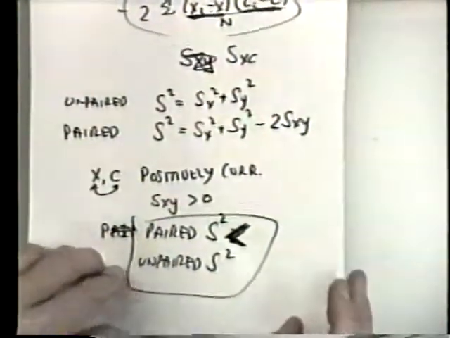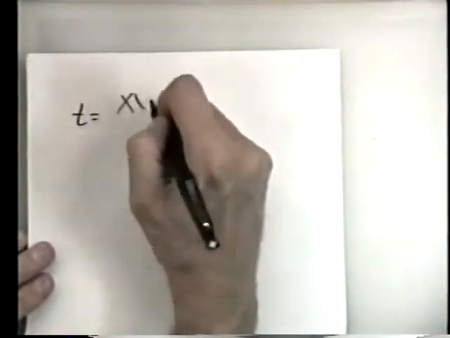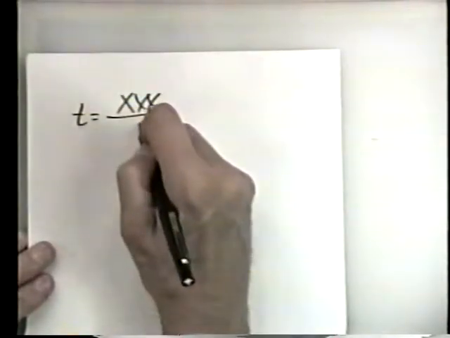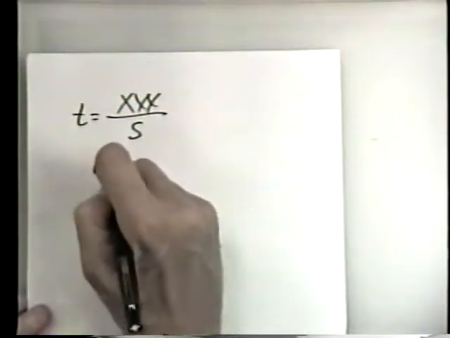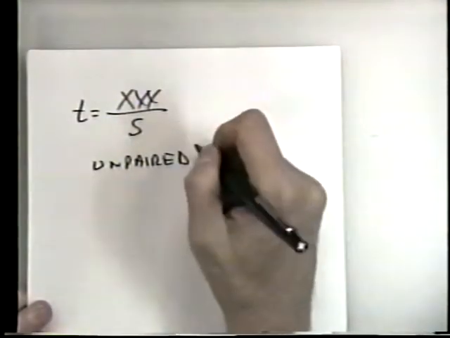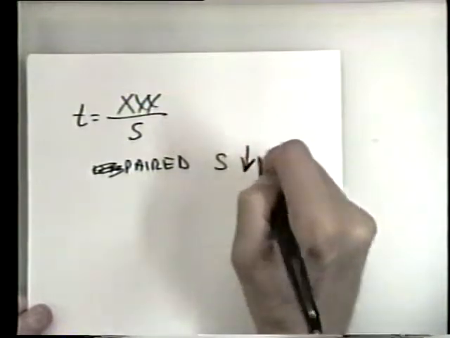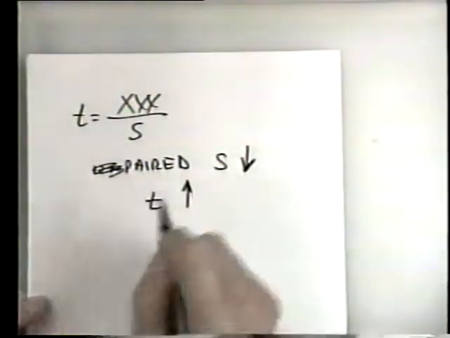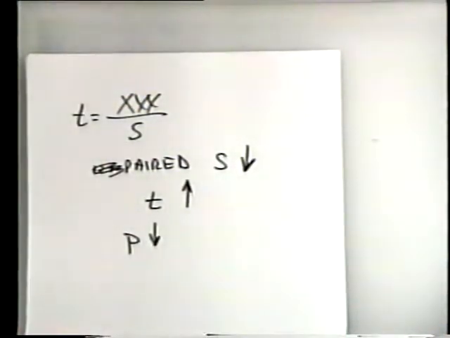What does that mean? In all of these things, the t-statistic depends on something like blah, blah, blah, divided by S. So I've just shown you that in the paired, S is lower compared to the unpaired. So if S is lower, it means the t-statistic is higher, which means we're going to get a lower p-value. So we're going to get a stronger result. So this is the reason why the paired test is stronger.